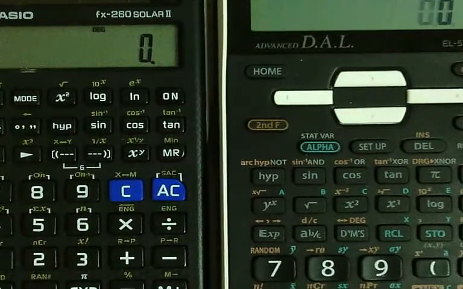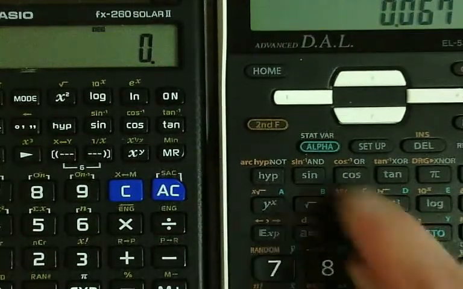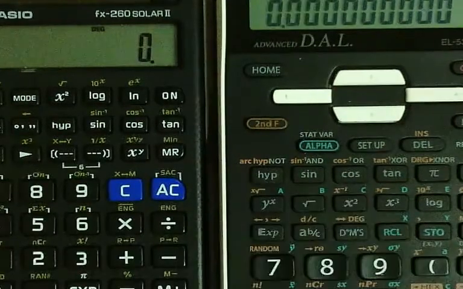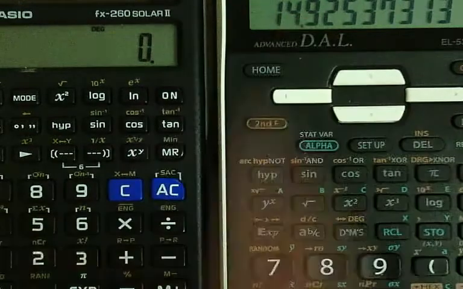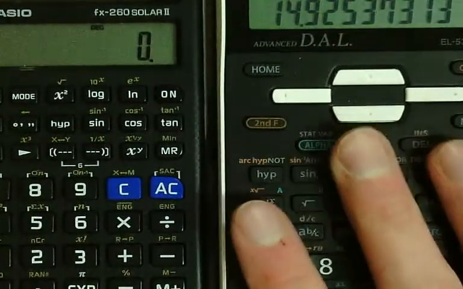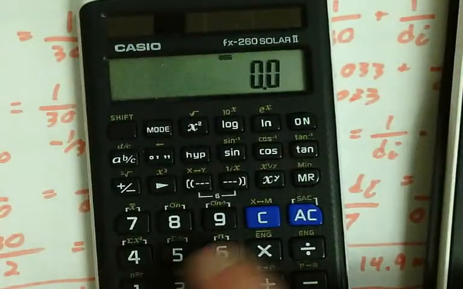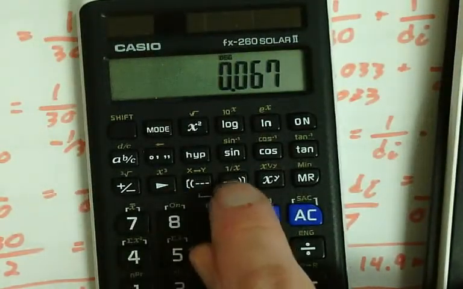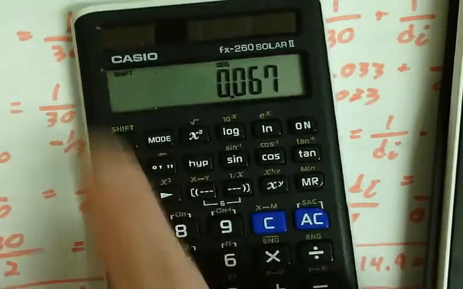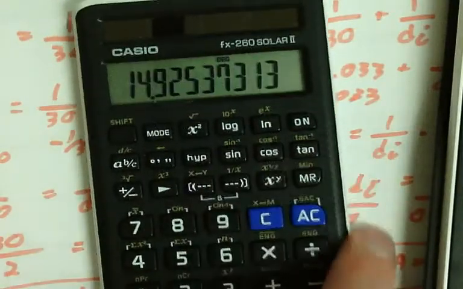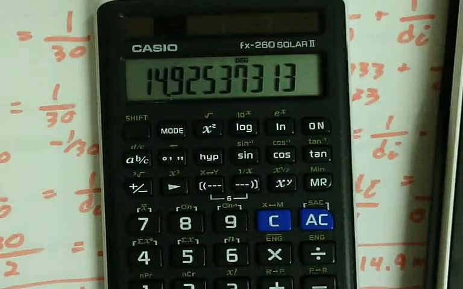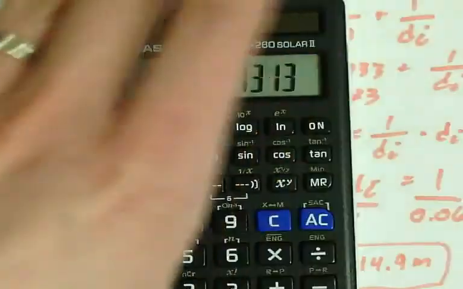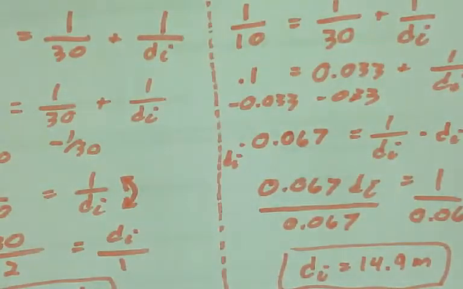So 0.067, 14.9. Okay, here's that on the other calculator, 0.067. Here's the 1 over x button, 14.9. So just a shortcut way to do it on your calculator if you want to save yourself some time and you're doing it the decimal way.